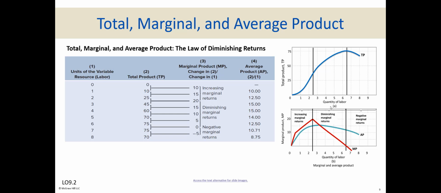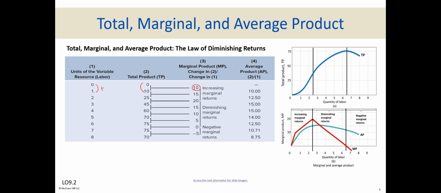Here we can see total, marginal, and average product. Here we have the labor and we have the total product. When we want to calculate the marginal product, we want to know the change in total product when you add one more labor, which in this case is 10. And as you see, it's increasing marginal returns here.